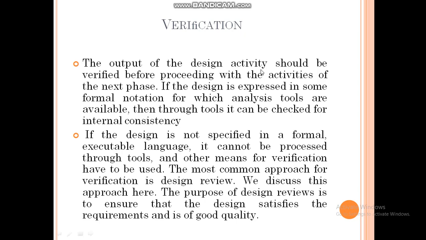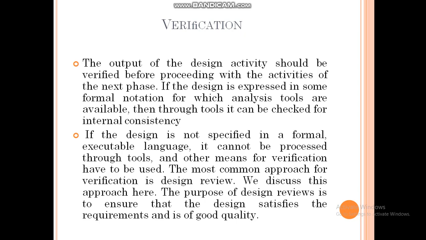The output of the design activity should be verified before proceeding with the activities of the next phase. So if the design is correct, then go to the next phase. If the design is expressed in some formal notations for which analysis tools are available, then through tools it can be checked for internal consistency. So verification is the process of verifying whether the design is correct or not.